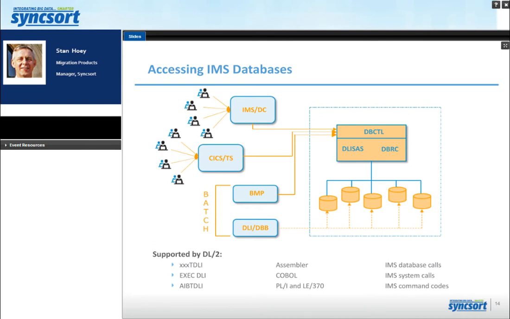There are a few very niche IMS IOPCB functions that are not explicitly supported by DL2, but there's an API within DL2 that enables you to code exits that are invoked for those IOPCB calls that aren't fully supported by DL2. And we've often helped clients in the past to write these exits in order that the equivalent of the IMS IOPCB call is performed within DL2.